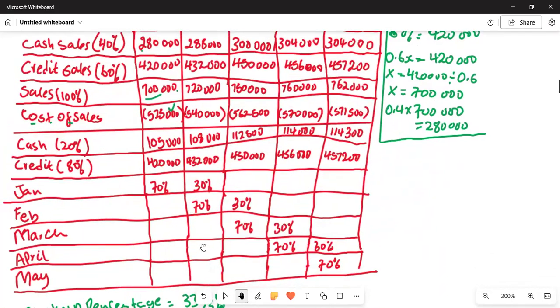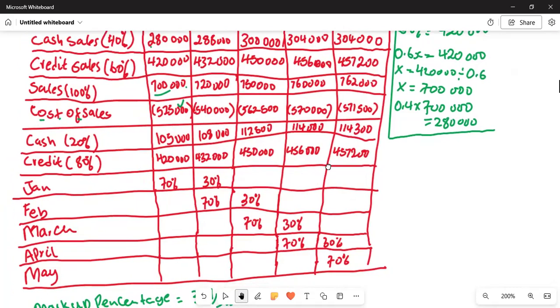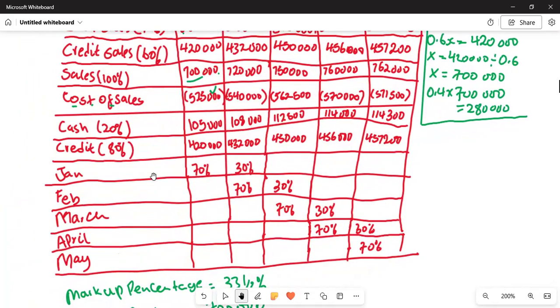So we are going to say 20% of our cost of sales, then it will give us this much. 20% of 540,000 from February will give us this much. From March, it will give us this much. From April, it will give us this much, and May as well. Then for the 80%, we are going to do the same.